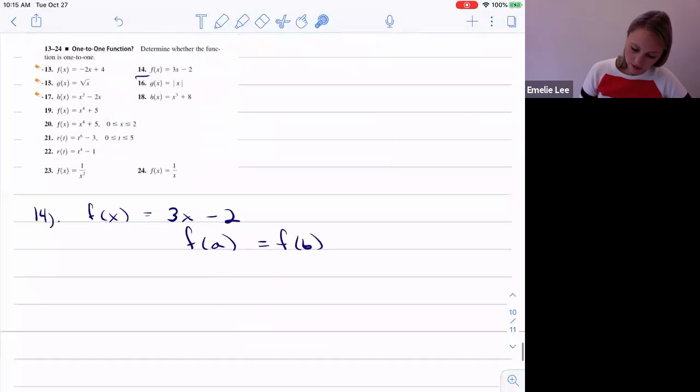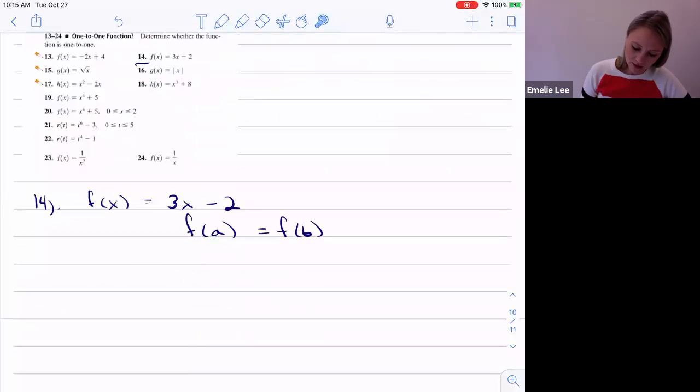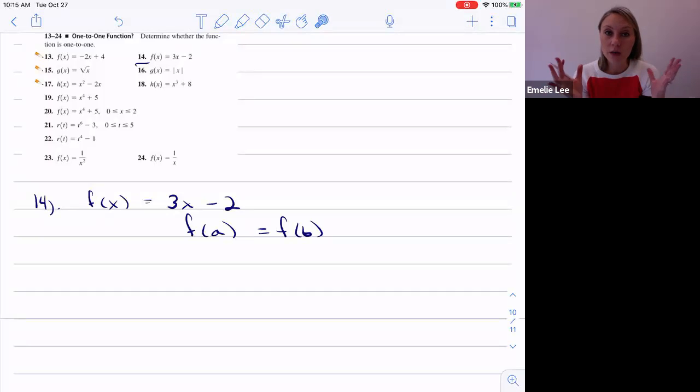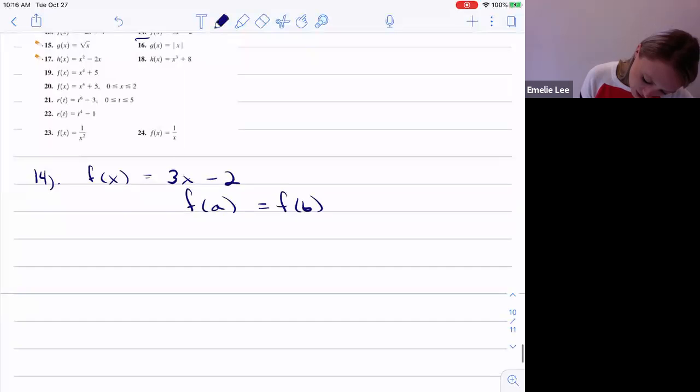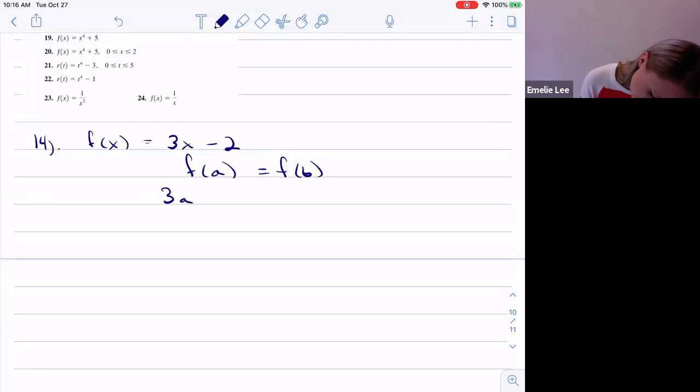So how this is going to work is you've got f of a, that's 3a minus 2, is equal to f of b, which is 3b minus 2. Now, it might feel obvious that a is going to be equal to b, but that's not always going to be the case, especially if you have an x squared or an even power in there. So just be careful. You have 3a minus 2 is equal to 3b minus 2.